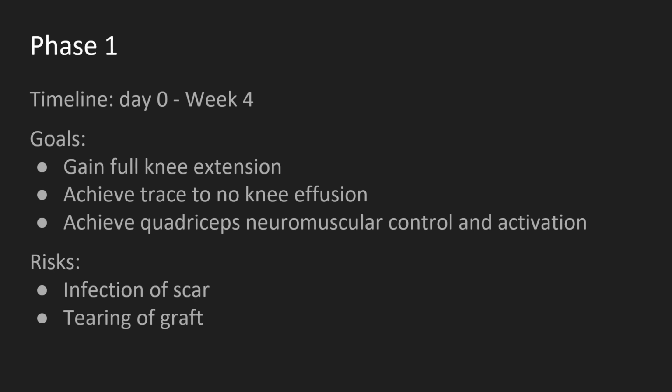So first we'll just go through the phases and details about each phase, and then we'll go through example rehabilitation days from those phases. So phase 1, the timeline is from day of surgery up until the end of week 4. The goals of phase 1 are to gain full knee extension and to achieve trace to no knee effusion, so barely any swelling, if any.